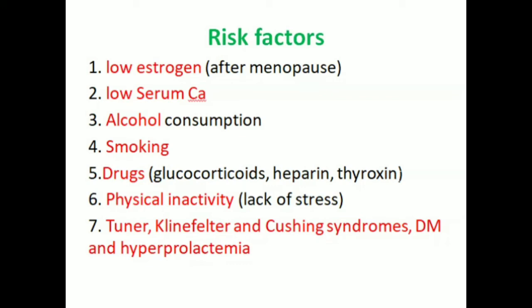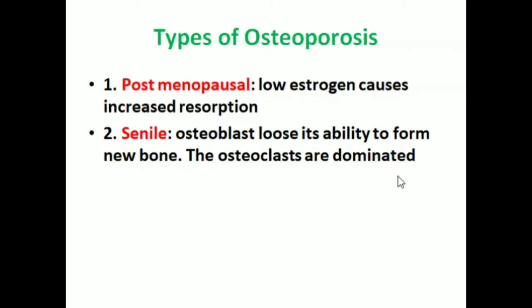diabetes, and hyperprolactinemia. Osteoporosis is divided into two types. One is postmenopausal, which occurs due to low estrogen and causes increased resorption. The second type is senile, in which the osteoblasts lose their ability to form new bone, and osteoclasts are dominant.